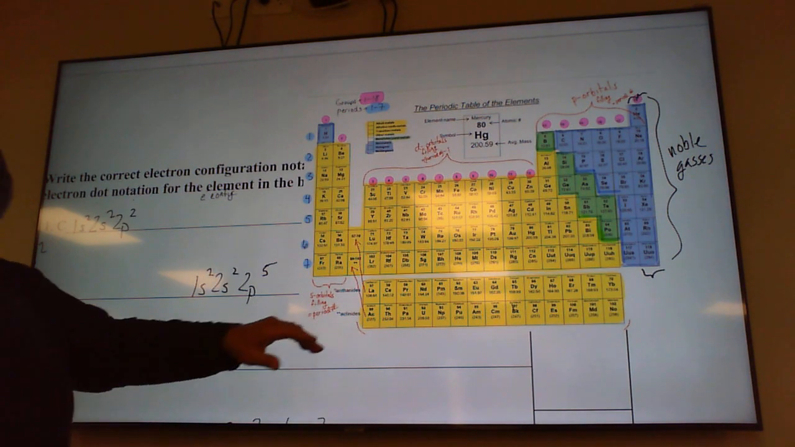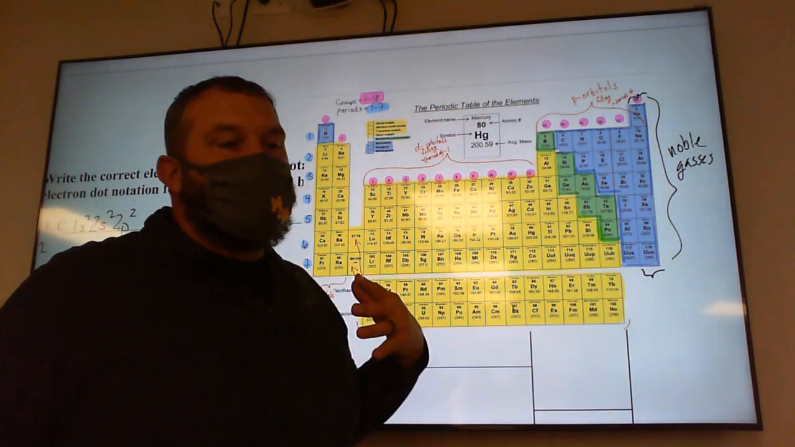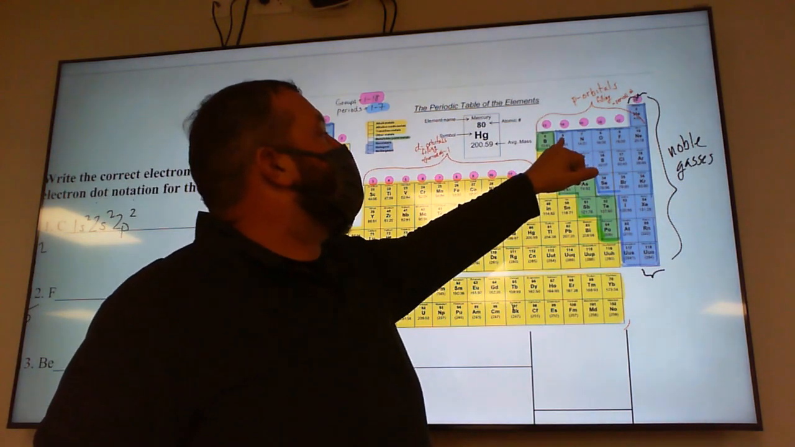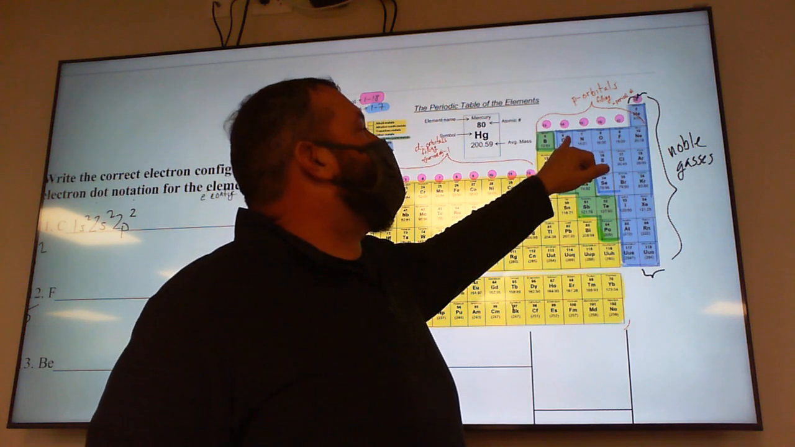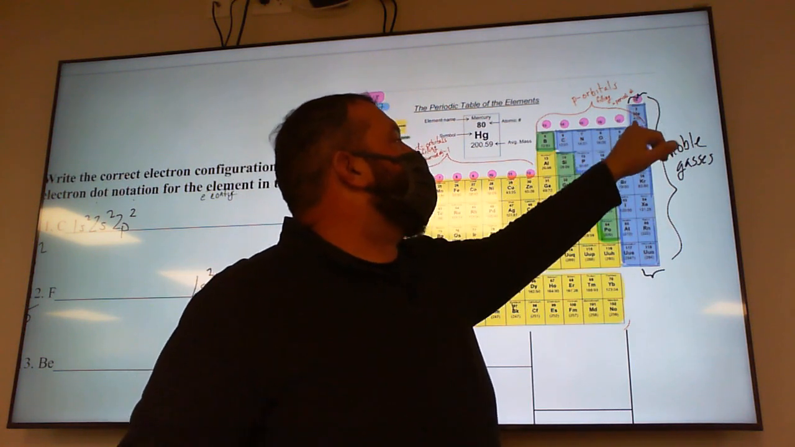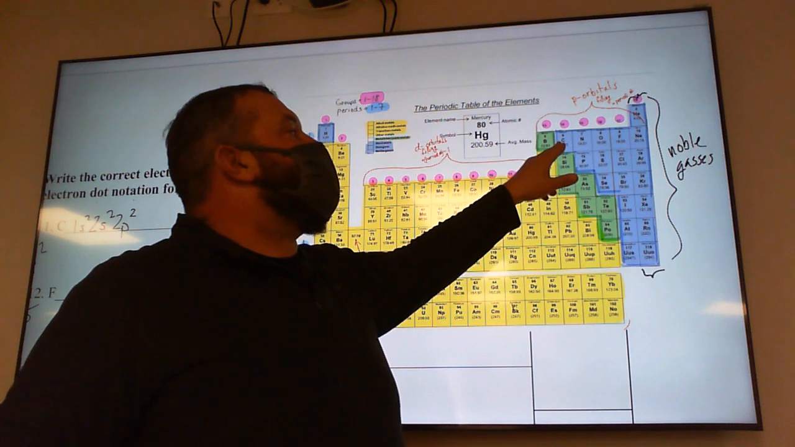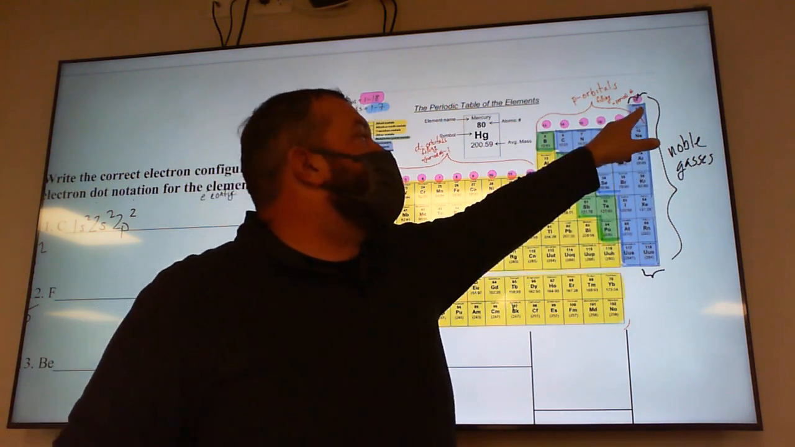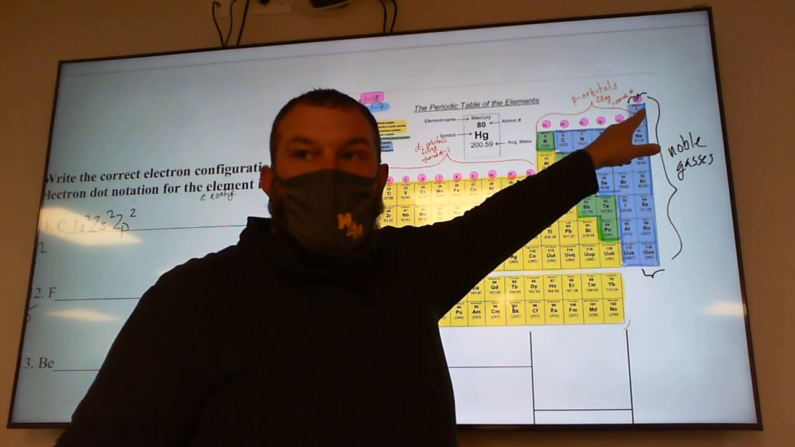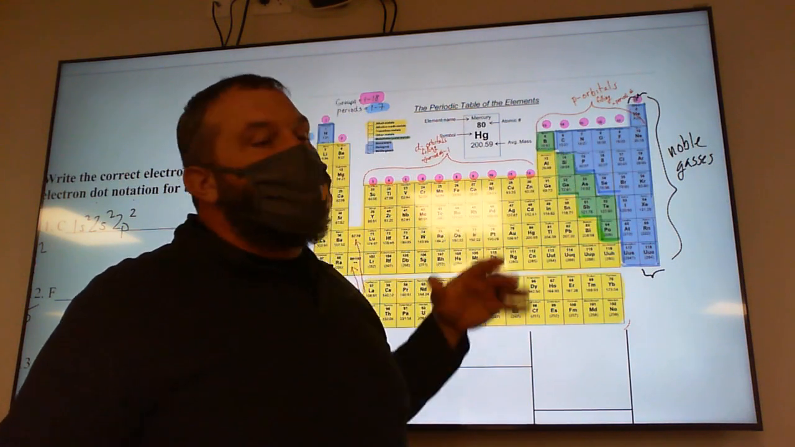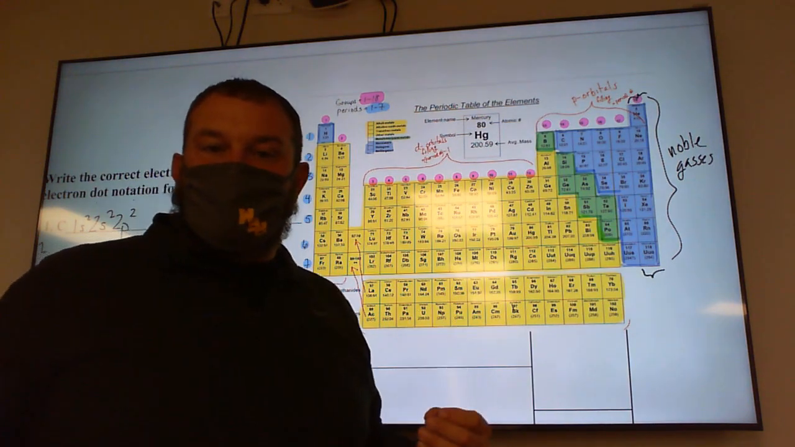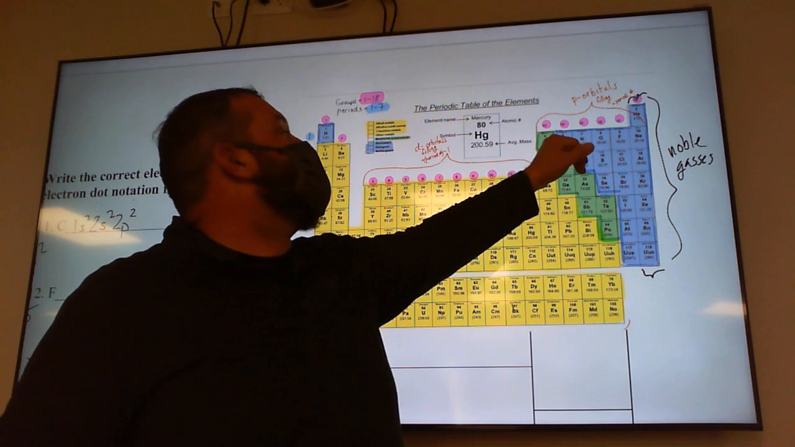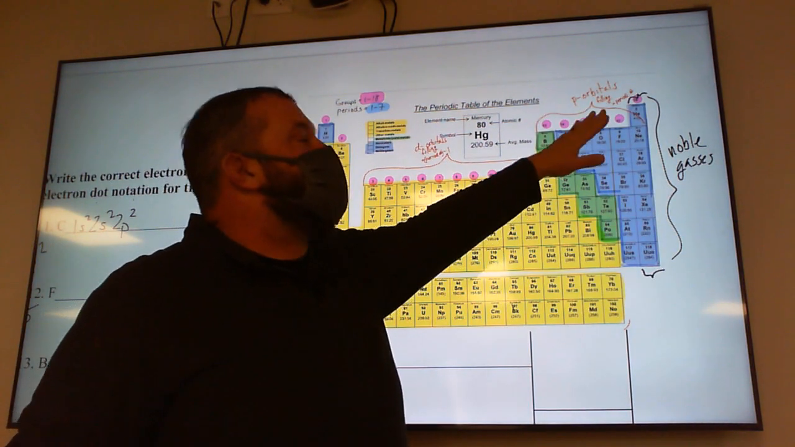And I want to look at carbon. I want to find the noble gas that comes before it. So I'm looking at carbon. The noble gases close to carbon are helium and neon. Now, neon comes after carbon. Helium, however, comes before carbon. So I always want to use the noble gas that comes before the element, not the one that comes after. So in this case, I'm going to use helium.